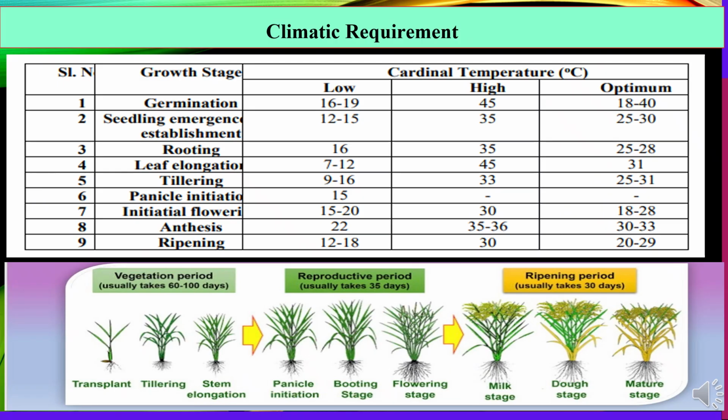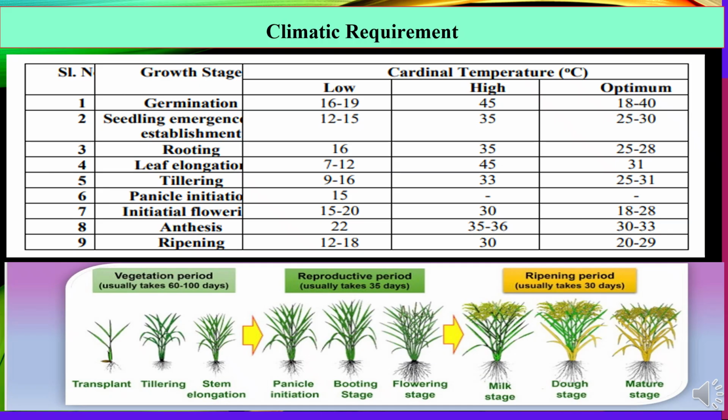The cardinal temperature requirements for rice at different growth stages, including the low, high, and optimum temperature ranges for each stage. Germination occurs between 16 to 19 degrees Celsius, low, and up to 45 degrees Celsius, high, with optimum 18 to 40 degrees Celsius. Seedling emergence and establishment need 12 to 15 degrees Celsius minimum, 35 degrees Celsius maximum, and 25 to 30 degrees Celsius optimum.